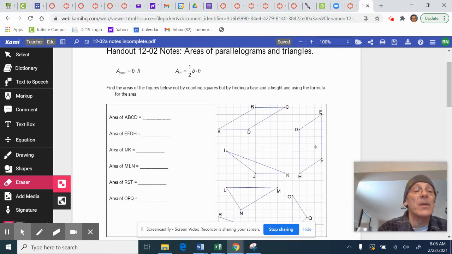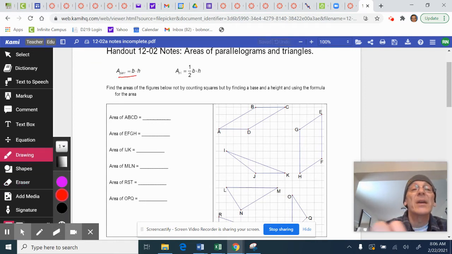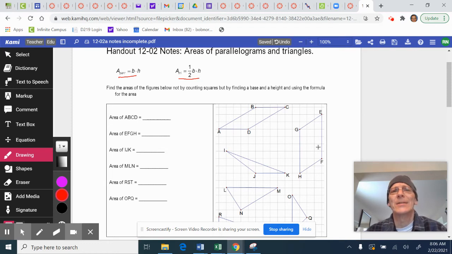The area of the parallelogram, base times height, area of a triangle, 1/2 times base times height. Okay. So we want to find the areas of these figures here, not by counting the squares, which we could do, but that takes a long time and it's susceptible to a lot of error or imprecision. But by finding a base and a height and using the formula for the area. So ABCD, that's a parallelogram.